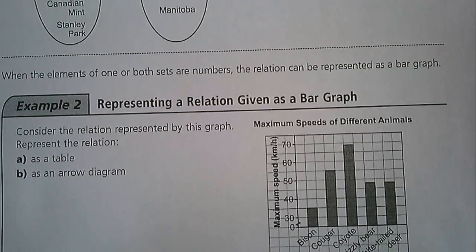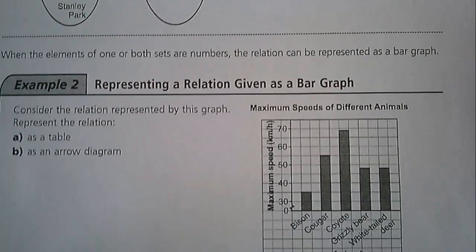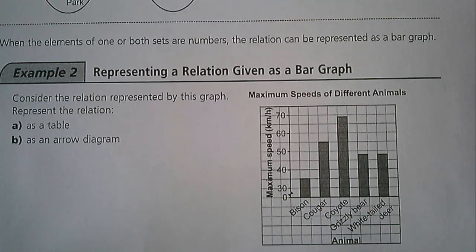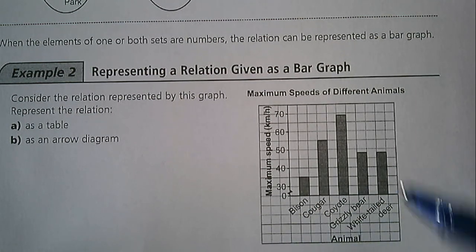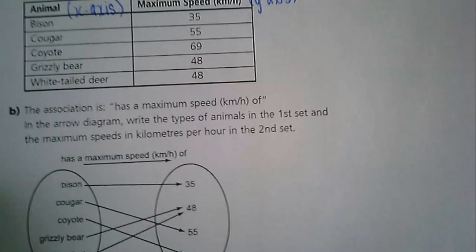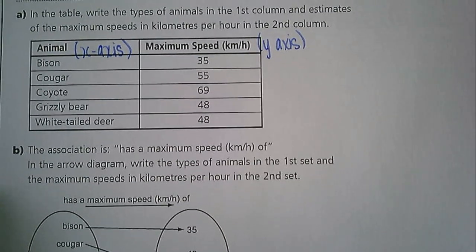All right, example number 2 shown here. Another way that we can represent a relationship is through the use of a bar graph. If you take a look at this bar graph, you'll notice that on our x-axis, we have animals and a number of different animal names. On our y-axis, we have maximum speed in kilometers per hour. We can write this relation again in a number of different ways. In this example, they've asked us to write it in a table form as well as an arrow diagram form. If you take a look at the next page, you'll see that they've shown it in both forms.